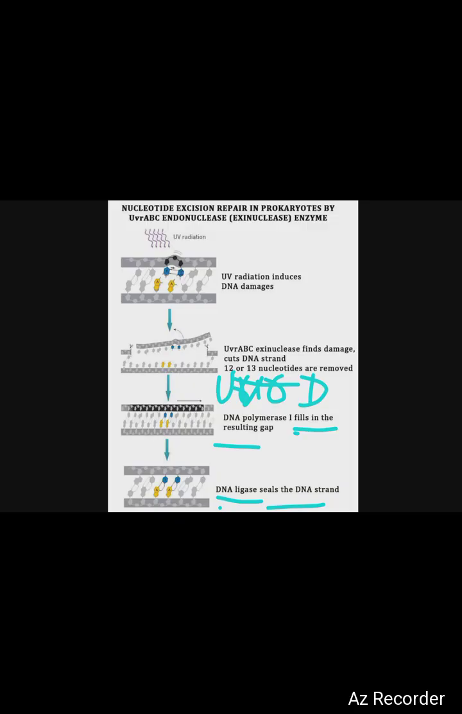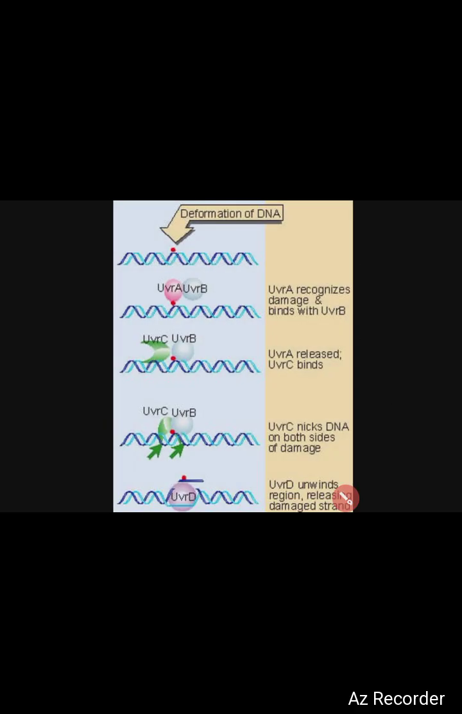So in this NER, you have to remember, basically four components like A, B, C, and D will work, right? First of all, A will come, then B will come, then C will come, then D will come, right? And in the last, UvrD, which is also called DNA helicase II, will work, right? And the resulting gap is then filled by DNA polymerase I and DNA ligase.